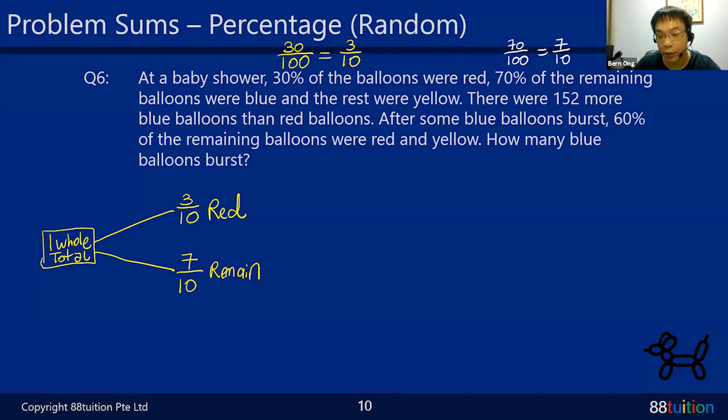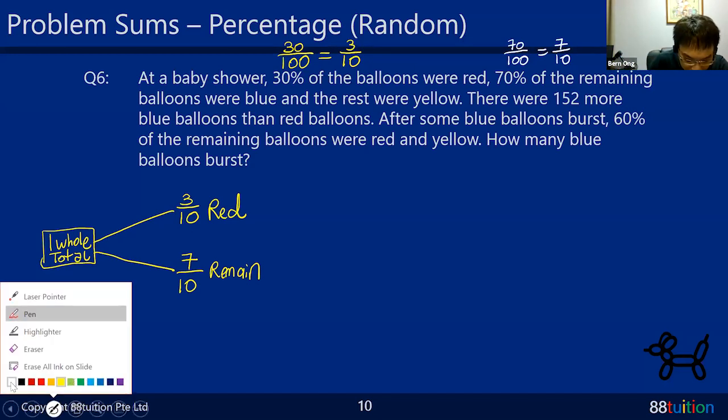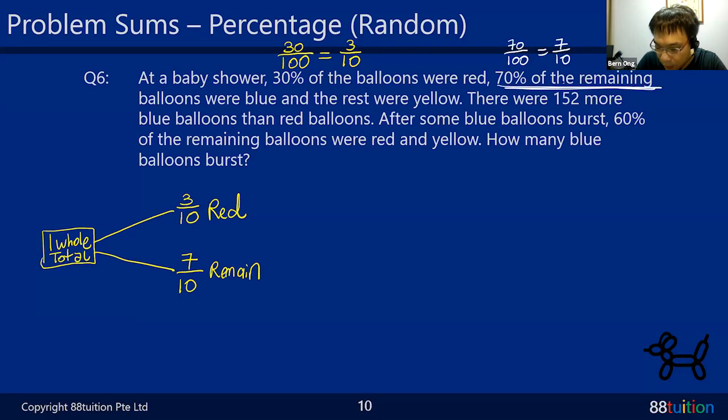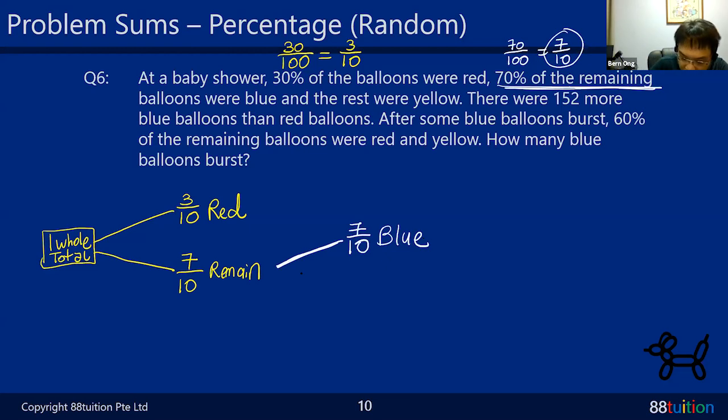So now you read the question a little bit more. Inside is the second clue, the white color, which is 7 over 10. The 7 over 10 comes from the remainder. So from the remaining, I need to branch out again. There's another 7 over 10 coming out from the remaining, which are blue. And what did the question say? The rest were yellow, which means down here, what is the other side of the story? Out of 10 parts, 7 are blue, which means there's another 3 out of 10 that is yellow. Can you see or not? This is called the branching method.